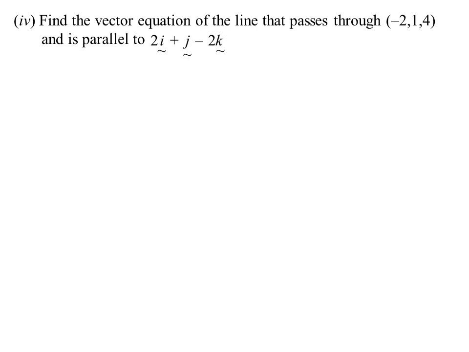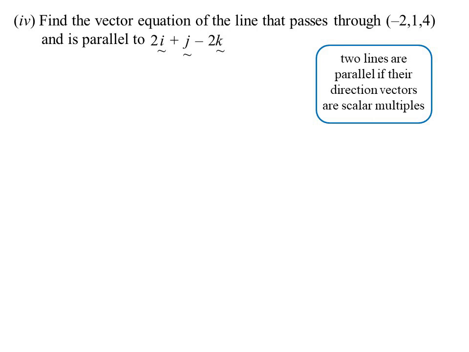Okay. 2 lines will be parallel. Now normally we would say if their slopes are the same. But what we're now going to say is if their direction vectors are scalar multiples of each other. Because each line will go some constant times the direction vector, and the other one will go some constant times the direction vector, then it just needs to be a multiple of each other.